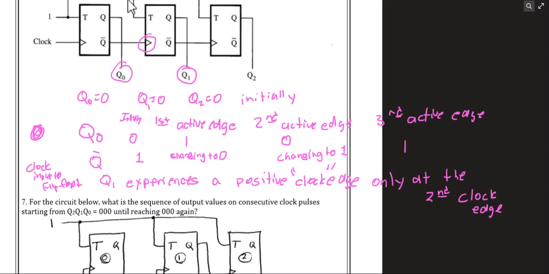And so Q1 is initially 0. At the first active edge of the real clock, its clock edge is changing to 0. So that means it's not going to do anything. So it's going to stay 0. At the second active edge of the clock, it's changing to 1. That's a positive clock edge, so it'll toggle and it'll become 1.